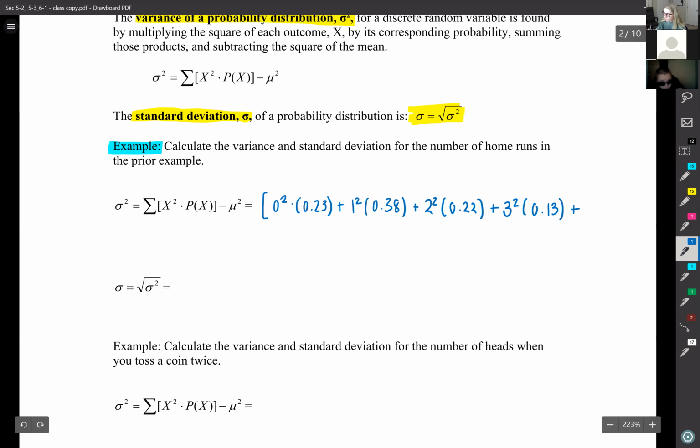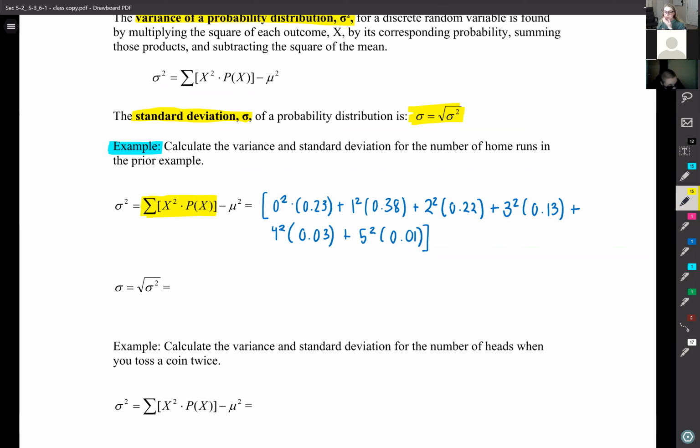And then my next one was 4, so I'll do 4 squared and multiply it by 0.03. And lastly, I had 5 home runs, so I'll do 5 squared and multiply it by its probability of 0.01. So right now, I went ahead and did this part of the equation. So I did the sum of x squared times its probability. And lastly, we just need to subtract the mean squared.